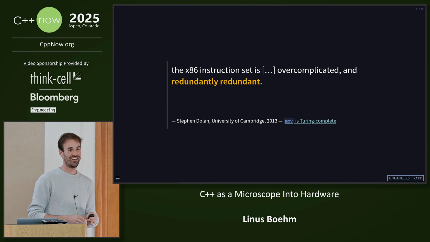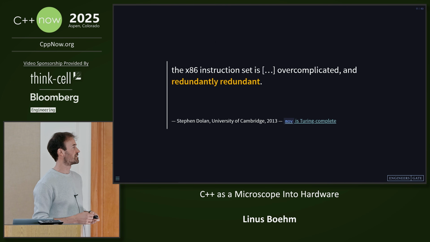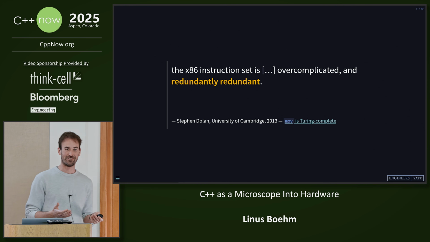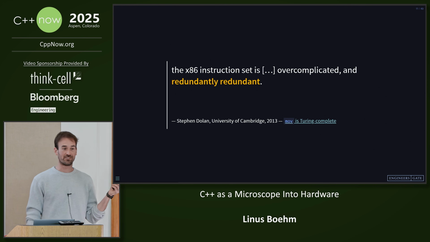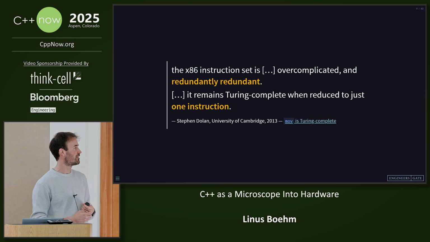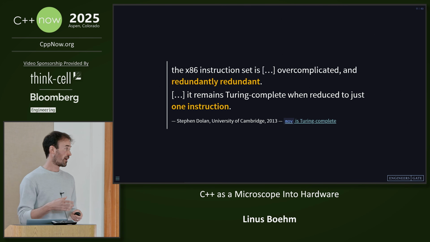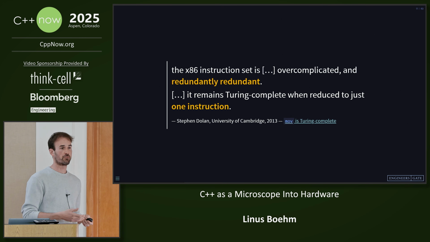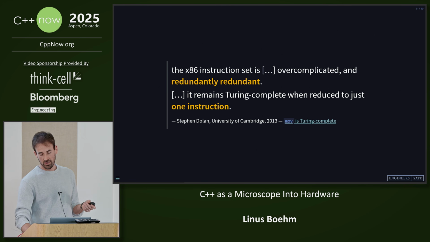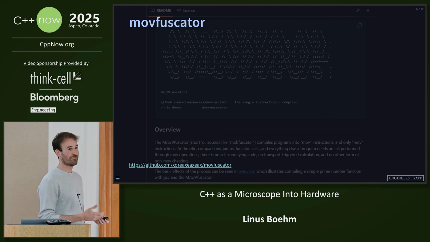There's this paper called Move is Turing Complete. It starts with the sentence, the x86 instruction set is overcomplicated and redundantly redundant, which is a great way of saying something is redundant. It sounds extremely hard to believe and a kind of clickbaity title. The second sentence is it remains Turing complete when reduced to just one instruction, which apparently is the move instruction. Now, in theory, we could open that paper, try to reason through it, understand it, but I think that would be very dry, and we just want to try out stuff here. And luckily, there's a guy on GitHub who also read that paper and was like, I bet I can implement a compiler for this.